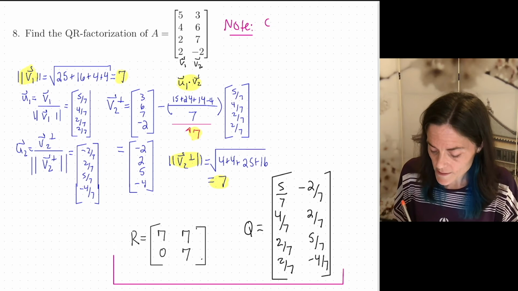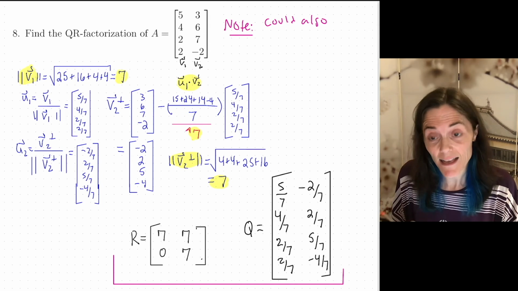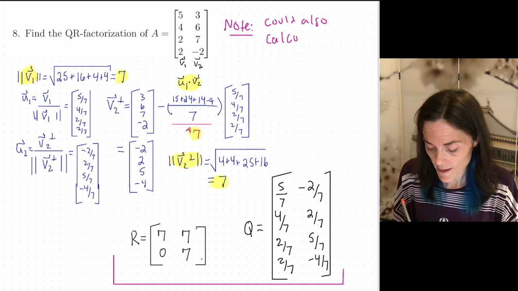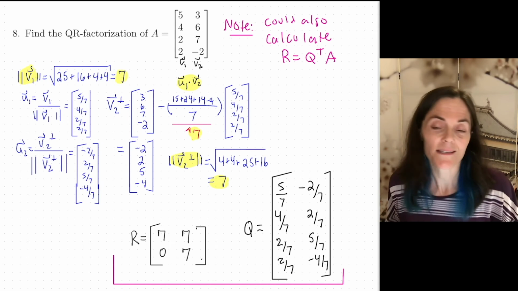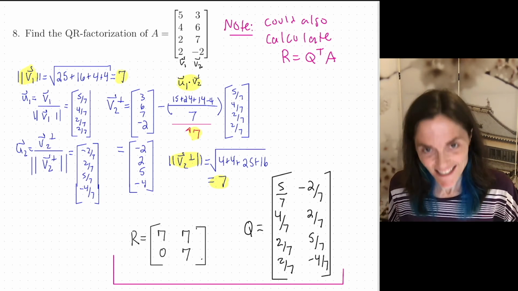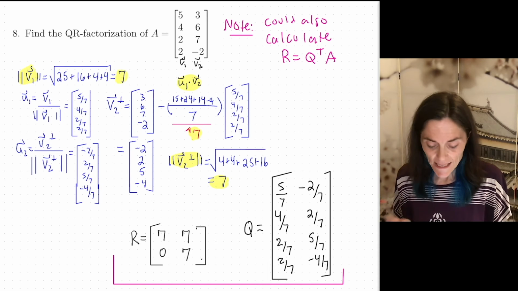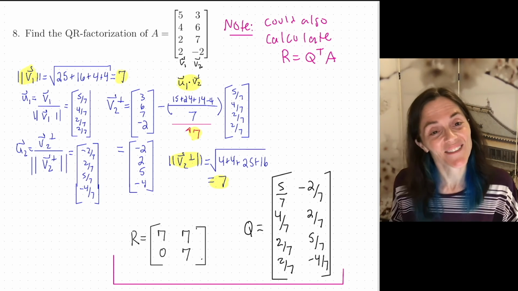But you could also calculate R, and we discussed this in class. R is Q transpose times A. This is just another way to calculate. Either way will work just fine. Fantastic. Well, speaking of the transpose, it is time to move on to number 9.